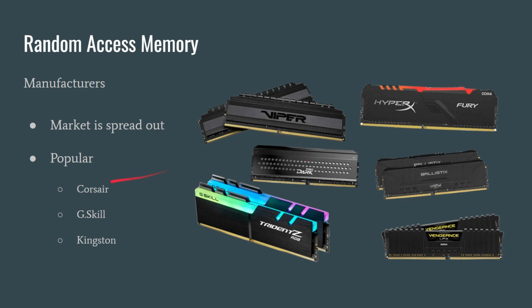But some really popular companies are Corsair, G.Skill, and Kingston. So a lot of people will say, "Oh, I only buy Corsair RAM," but just look at reviews, stuff like that, because it really is a spread out market, and there's not any one dominating competitor.